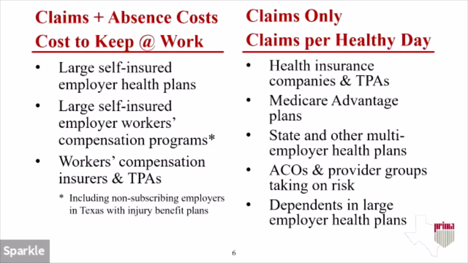So if you're an insurance company like a Blue Cross, if you're a Medicare Advantage plan, if you're a large multi-employer plan, an example would be the Texas Teacher Retirement System. It provides the health insurance for a lot of school districts around the country. They have the claims, but they don't have those absence records from the school districts. If you're an ACO or a provider group taking on risk, you'd also use this. And if you're looking at the dependents under an employer health plan, you'd use this one too, because you're not going to have any absence costs to match up against those dependents.